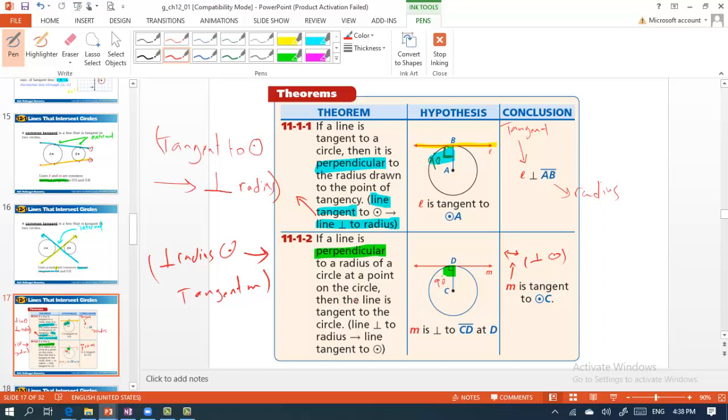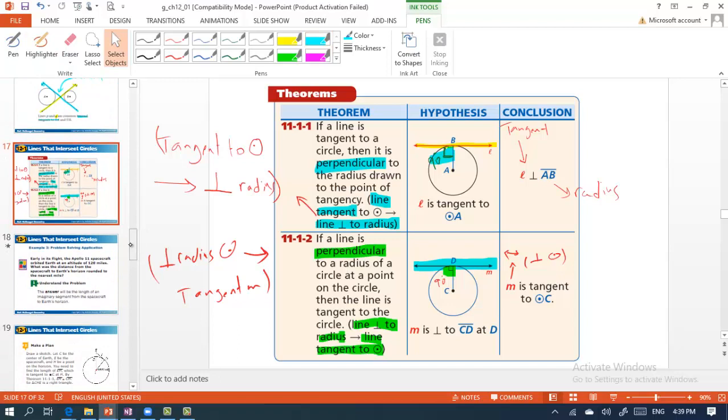Okay? And clearly we can see here the line is perpendicular to a radius. It implies that the line is a tangent to that circle. By this, hopefully, we have finished our work on tangents. However, these two postulates or theorems are clear in a very summary way.